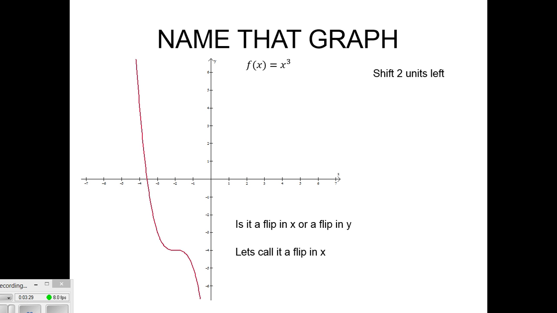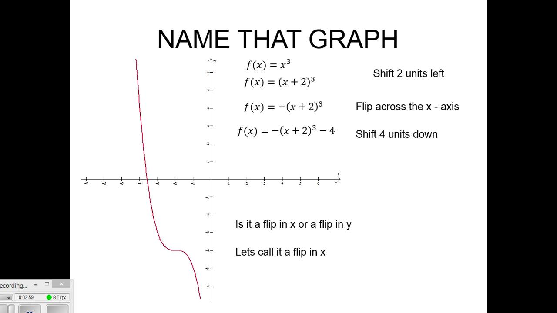Okay? Well, what else? Well, we shifted it 2 units to the left, which would be accounted for with this notation. And remember, we're going to do what pertains to x first. So we agreed that we're going to flip this in x, which we're going to take care of now by taking the opposite of all which we have there, which will be accounted for in this notation. And then finally, we're going to pull it 4 units down to give it its final name. The function f of x is the opposite of the quantity x plus 2, quantity cubed, minus 4.